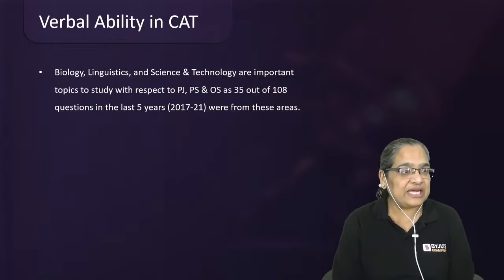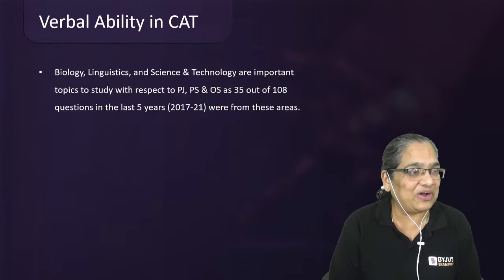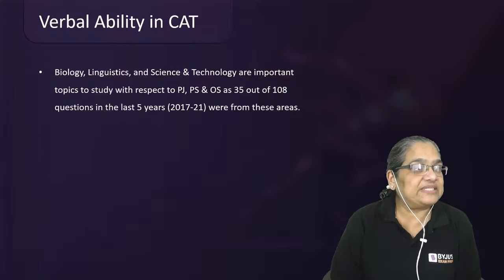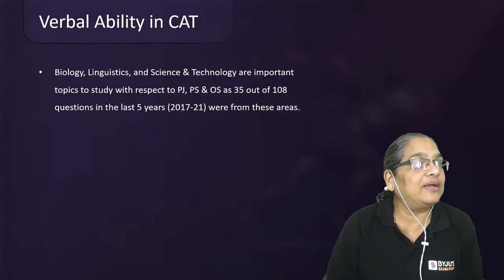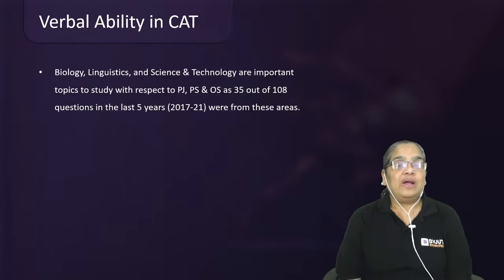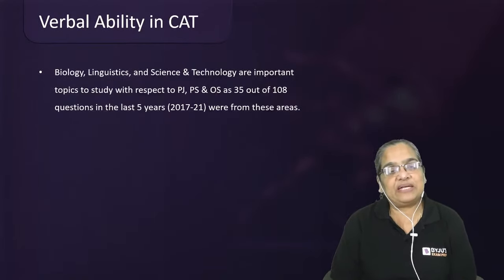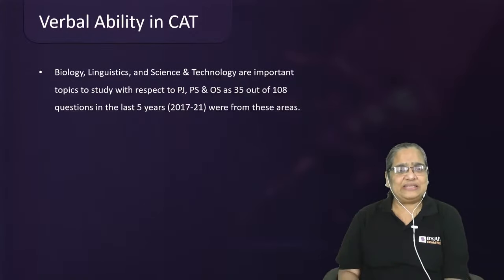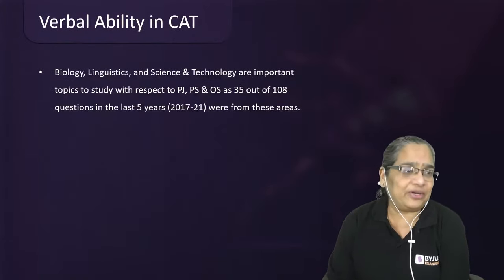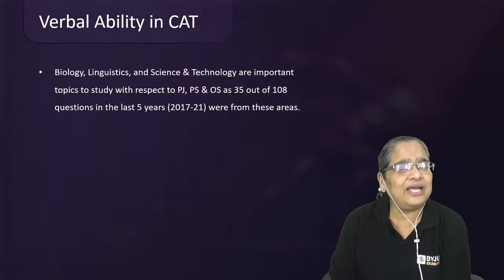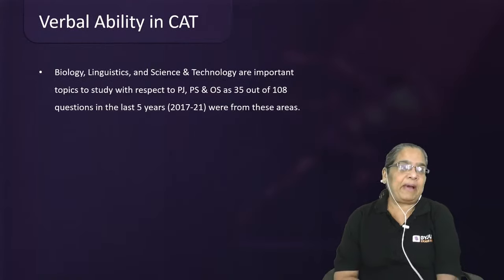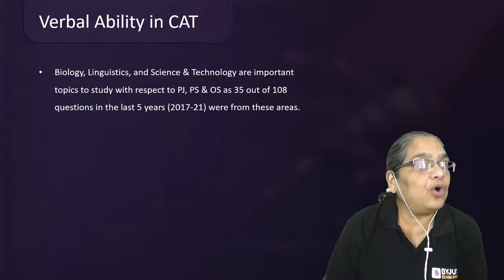Biology, linguistics, science and technology. All right, a lot of slot 2, some slot 3s. So what are the topics on which you get questions? Hello, Nikita. You get questions on Parajumbles from biology, linguistics, science and technology. Actually, there is no limit to the subjects, but generally you get more questions out of these topics in Parajumbles, parasummaries, and odd one out.